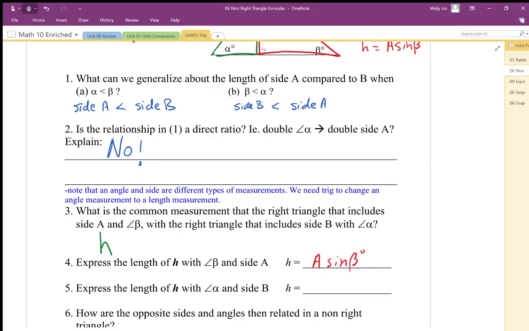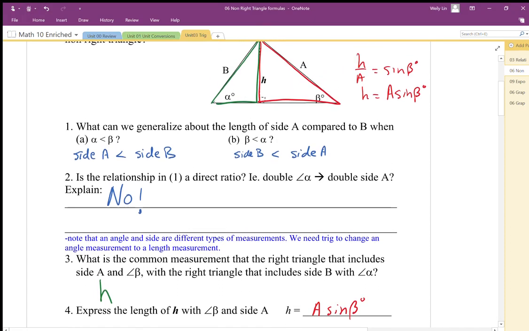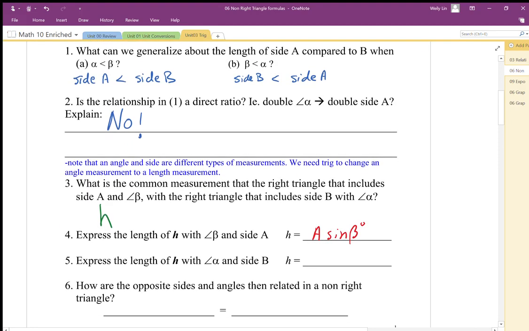On the left-hand side, I want to relate angle alpha and side B to side H. I can do that using my sine ratio again. H over B is equal to sine alpha. And so the height, I can write as B sine alpha. So that's what I'm going to do here: I'm going to write this as B sine alpha.